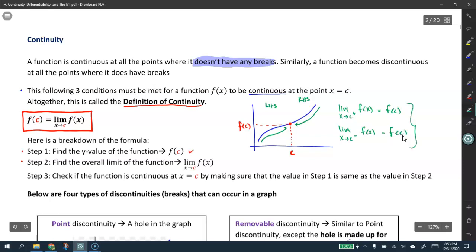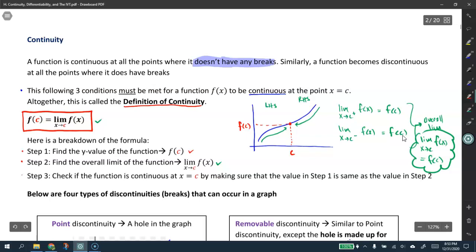What was the conclusion we used to reach? We used to say if this occurs, then the overall limit, which is referred to as the limit as x goes to c, not with a positive or a negative, but just x goes to c, is equal to f of c. Whenever we notice that this condition is met, we have actually just proven continuity, because that's what the definition of continuity says. It says that the function value, which was step number 1, needs to be the same as the limit value. That's all you need to prove and show in order to show continuity.